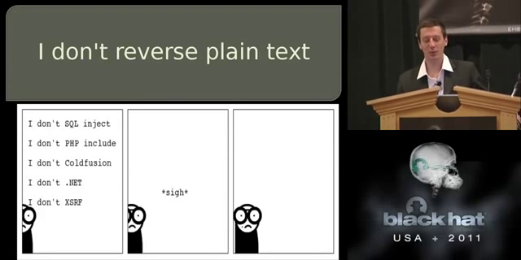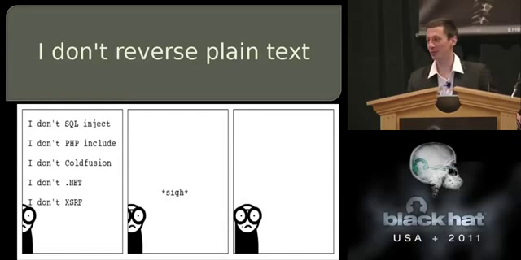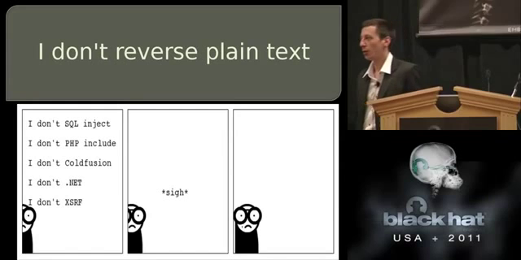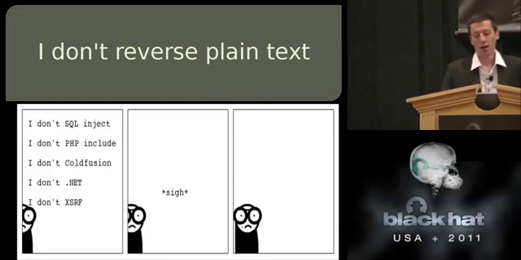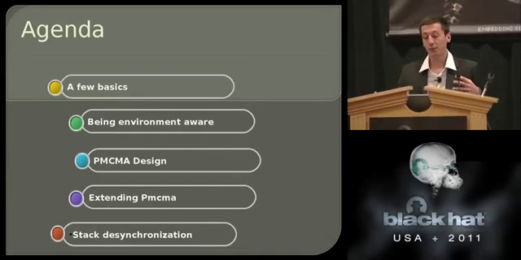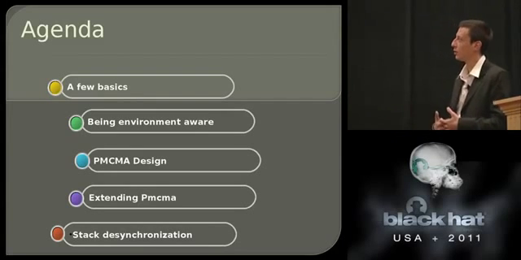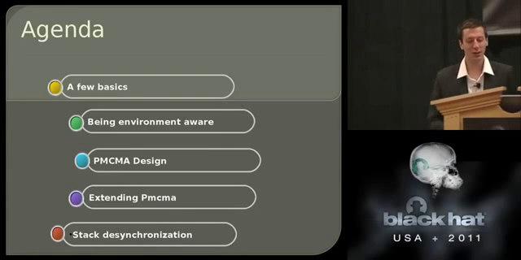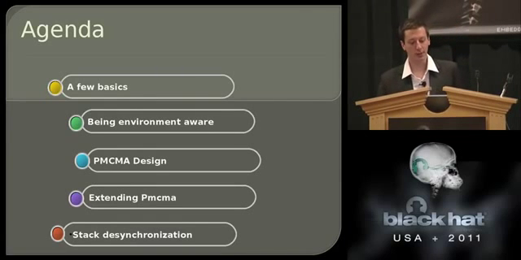So this is going to be a bit technical. If you're not at all familiar with assembly or exploitation, it may be a bit tough. We'll start with a few basics. If it gets boring, you just let me know, raise your fist or something, and I will skip that. Then I will explain why a debugger needs to be environment aware, and we will talk about a specific tool I've been designing, called Pmcma. We'll see what it stands for, and how it can save heaps of time when trying to develop an exploit.